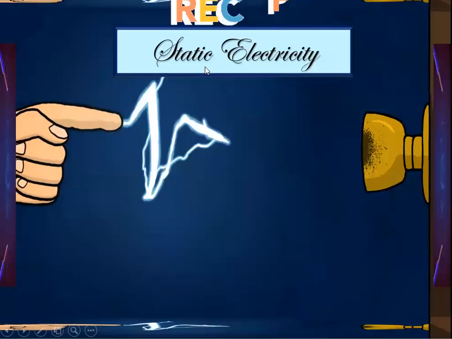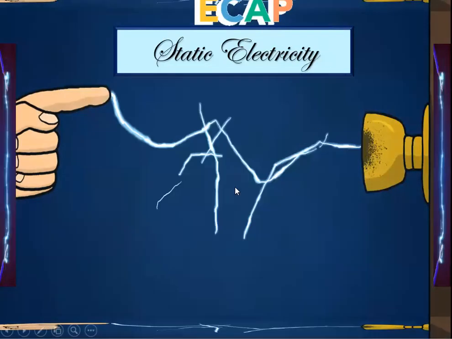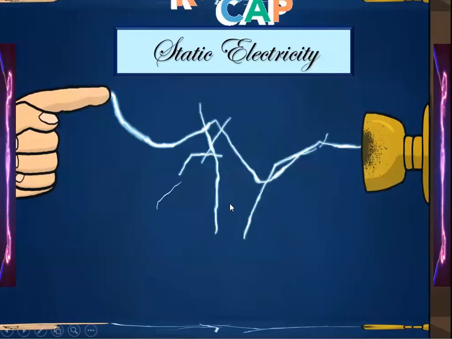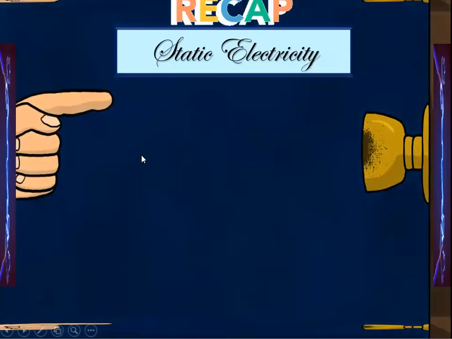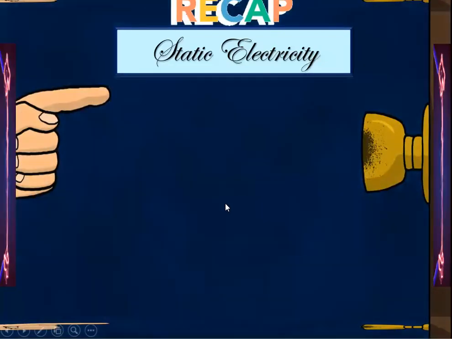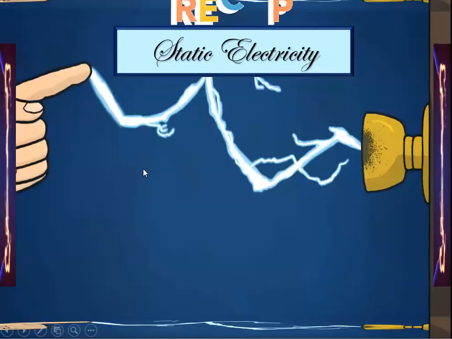Electricity which is not moving is called static electricity. It stays in one place. Static electricity is produced by rubbing materials together. Rubbing gives the materials an electric charge.